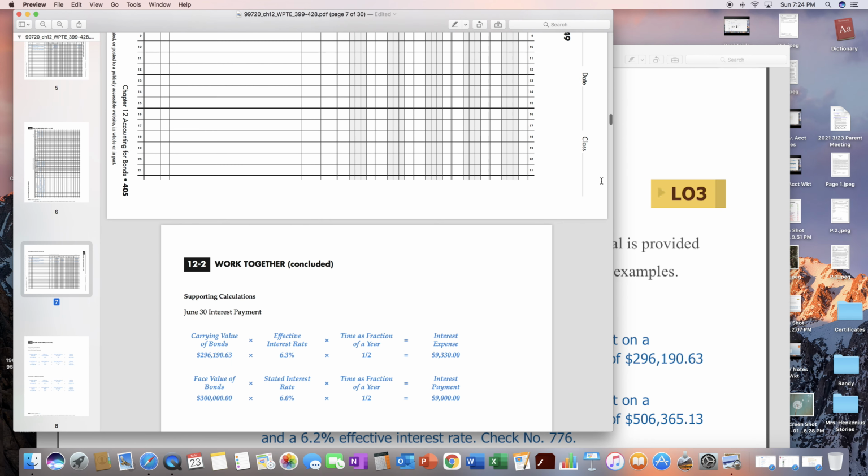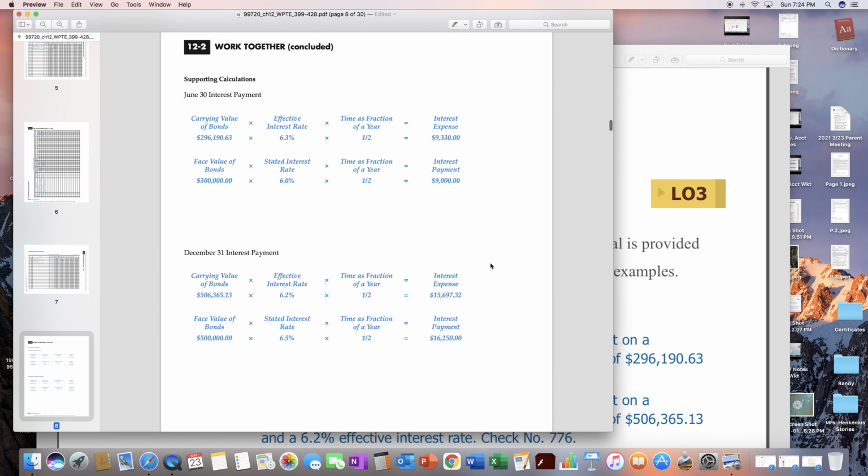So you'll have to find this. I'm not even sure if it's on your application or not. You might have to get some scrap paper and figure these out. But as long as you can find the interest payment for these, and then you take the carrying value times the new effective interest rate, you'll get the expense. This time remains constant. That should be it. Good luck.